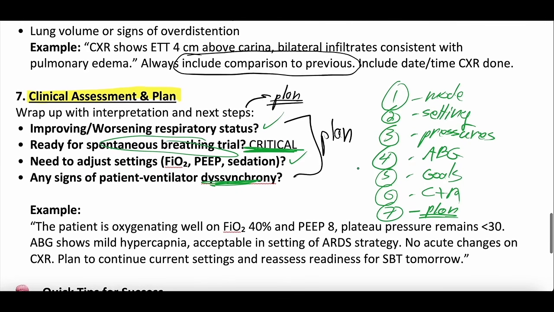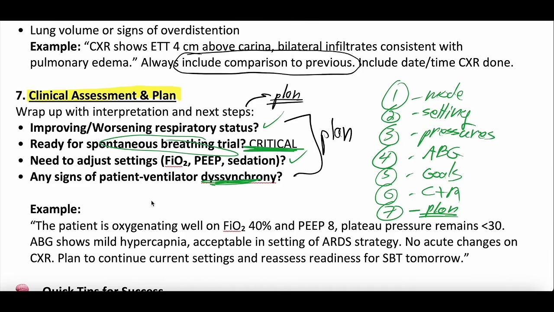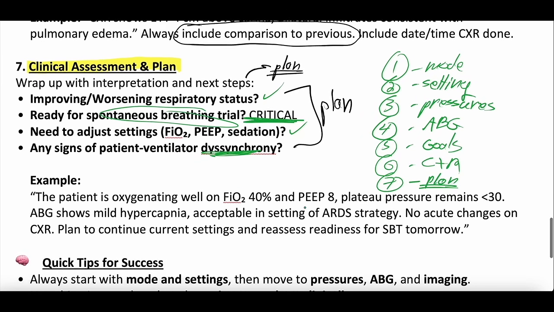If we were to go down, I think we wrote out an example too. We did. For the plan, if we were to say the clinical assessment and plan, you could say something like, the patient's oxygenating well on FiO2 40% and PEEP of 8. Their plateau pressure remains less than 30. ABG shows mild hypercapnia, accepting in the setting of ARDS strategy with permissive hypercapnia, no acute changes on the chest x-ray. Plan to continue current settings and reassess readiness for SBT tomorrow. Another example of a plan.